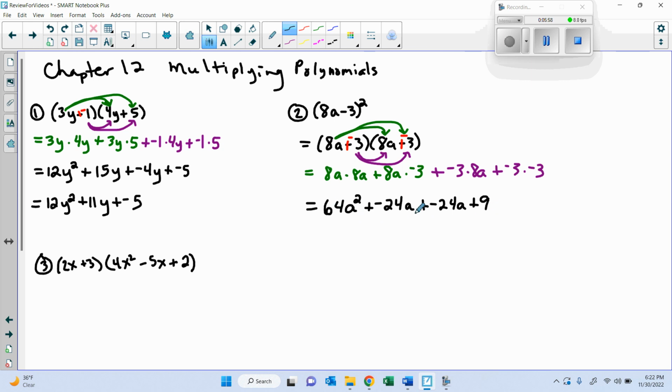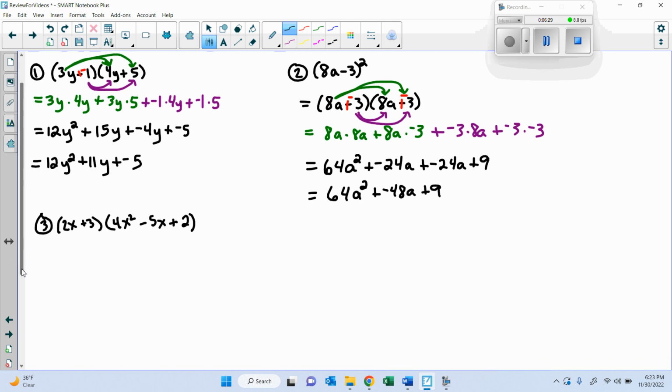Then I look to see, do I have any like terms? I don't have any other a squareds, but I do have two terms that both have an a. So we'll combine those. So I have 64a squared plus negative 24a plus negative 24a. That makes negative 48a plus 9. And that's it. So let's do one more multiplying problem.